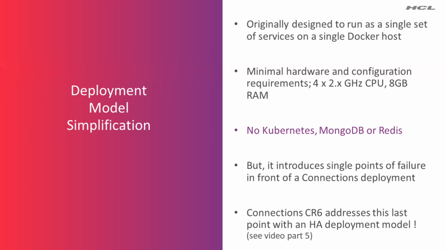In this model, multiple instances of the services can be deployed on separate hosts, but importantly, they still do not require Kubernetes, MongoDB, and Redis. There is now a path from the Customizer Lite POC implementation all the way up to the full component pack deployment, with the stepping stone of Customizer Lite HA in between. Part 5 of the video series is dedicated to showing how to go from a POC-style deployment to a more resilient HA deployment by adding in additional service instances.